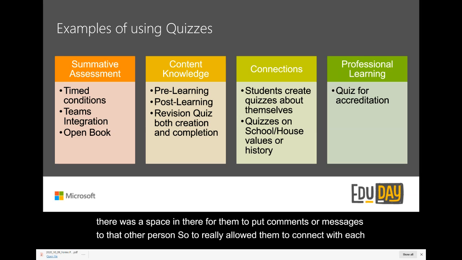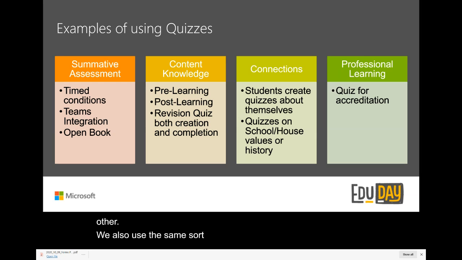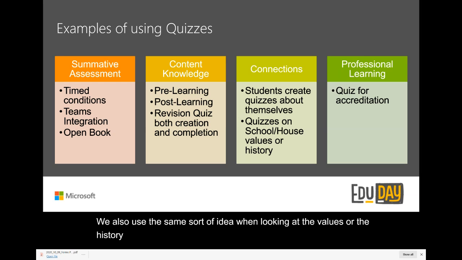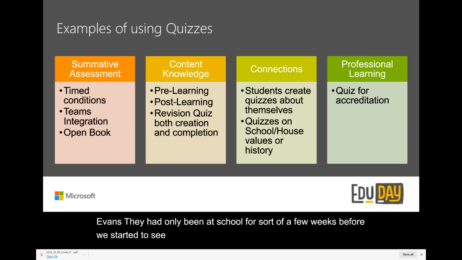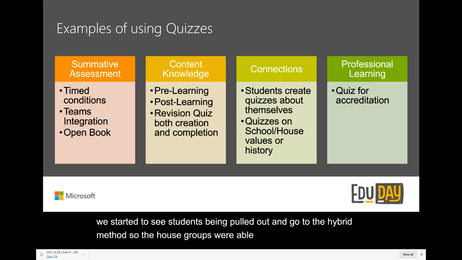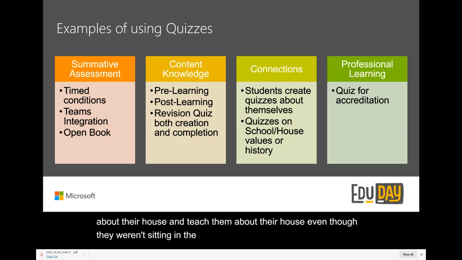We also use the same sort of idea when looking at the values or the history of the school or of their house groups. So especially for Year 7s, they had only been at school for a few weeks before we started to see students being pulled out and go to the hybrid method. So the house groups were able to engage those students about their house and teach them about their house, even though they weren't sitting in the classroom, using those quizzes.